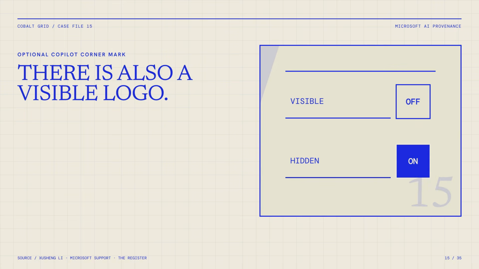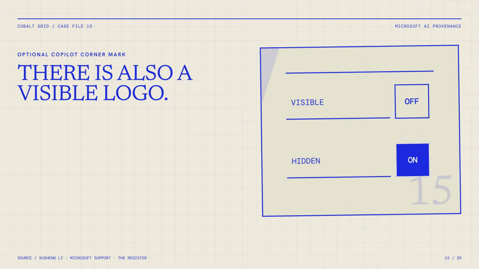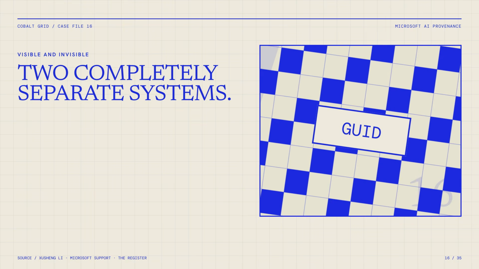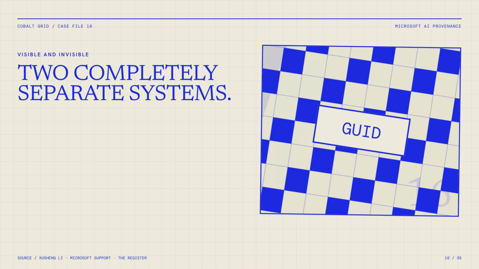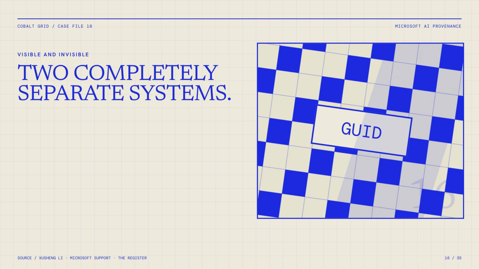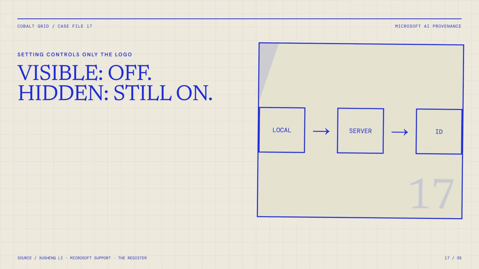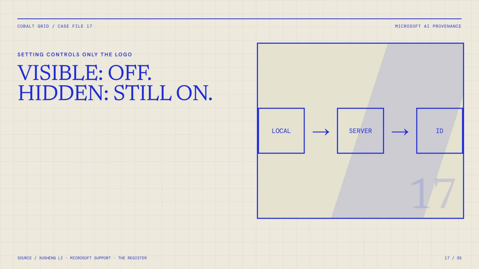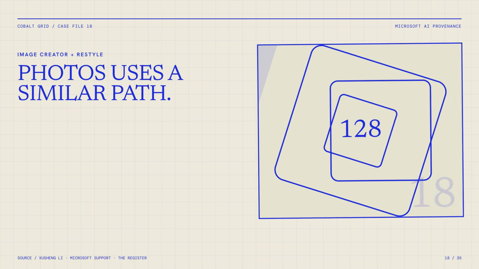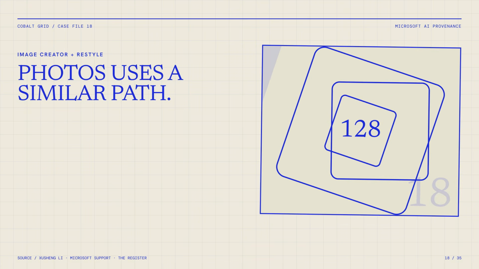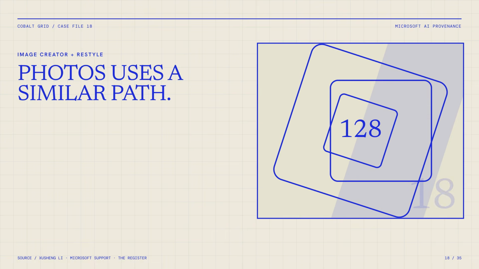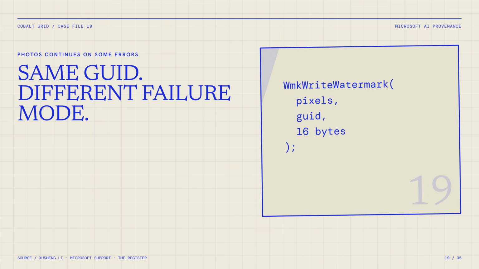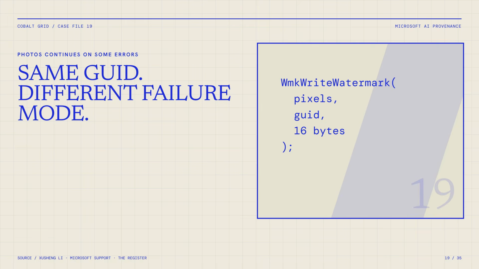Now notice the second watermark. Paint also offers a visible Copilot logo that can be placed in the corner of generated images. Users can control that visible logo with a setting, but the visible setting and the invisible pixel watermark are separate systems. Turning the logo off, therefore, does not necessarily produce an image without the hidden payload. It only removes the mark you can see. Microsoft Photos reportedly contains a matching watermarker library and similar local stable diffusion paths for image creator and restyle image. Photos appears to embed the same kind of generation GUID, although its error handling differs when watermarking cannot be completed.